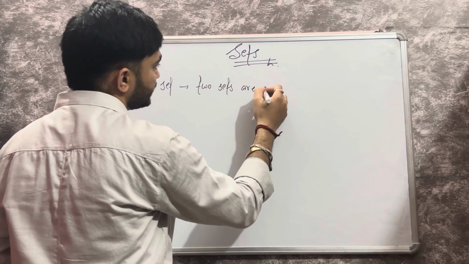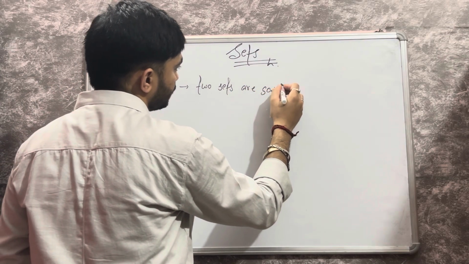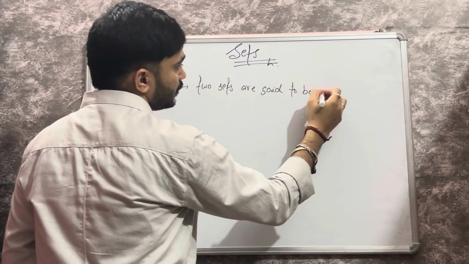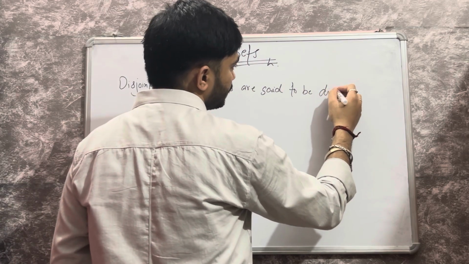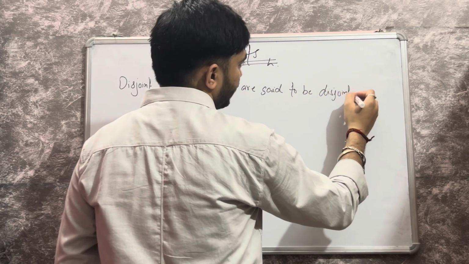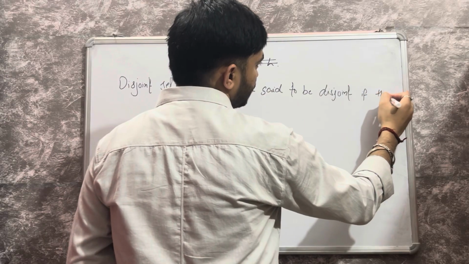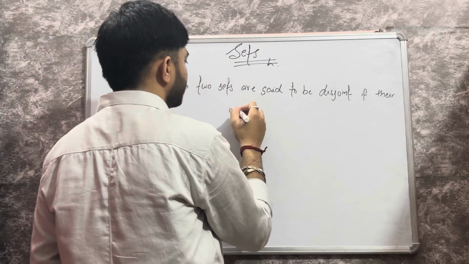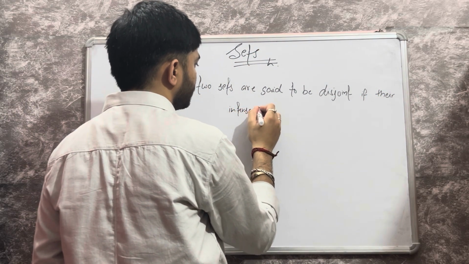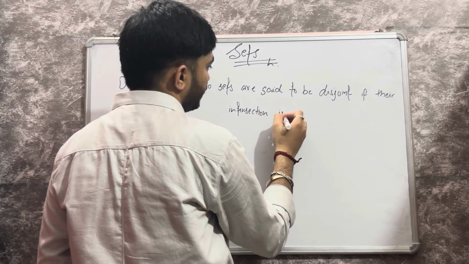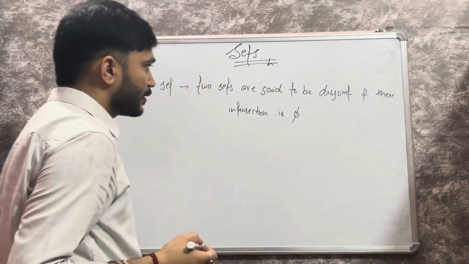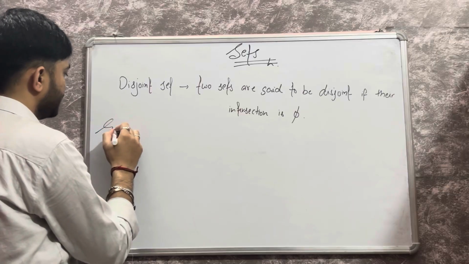Two sets are said to be disjoint if their intersection is empty. So let us solve some examples based on it.